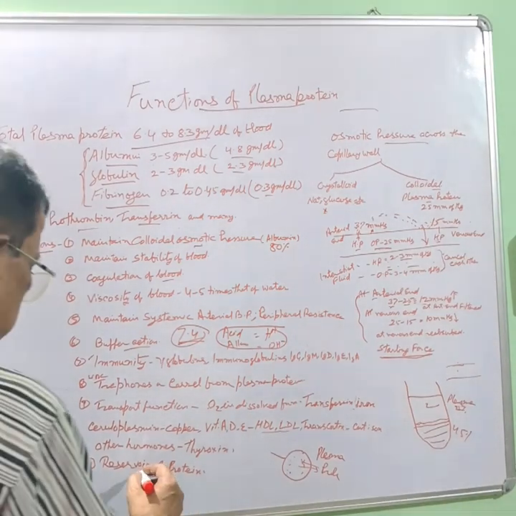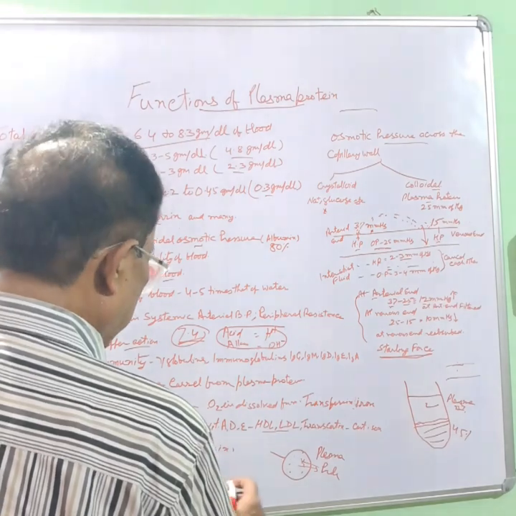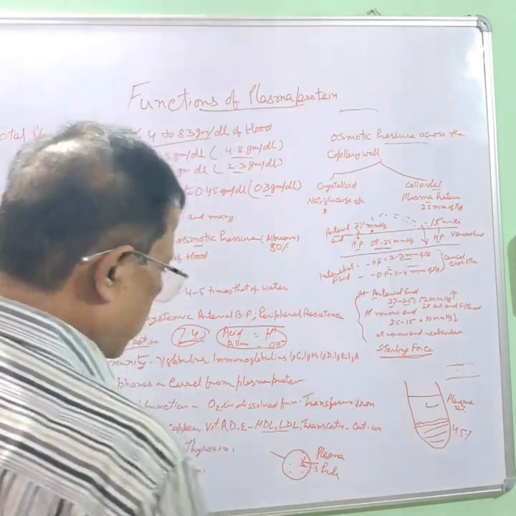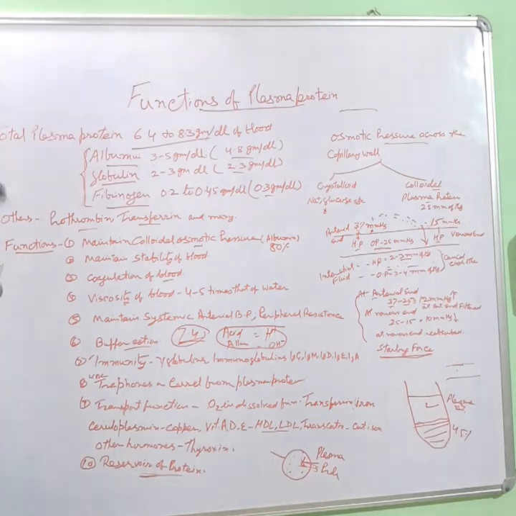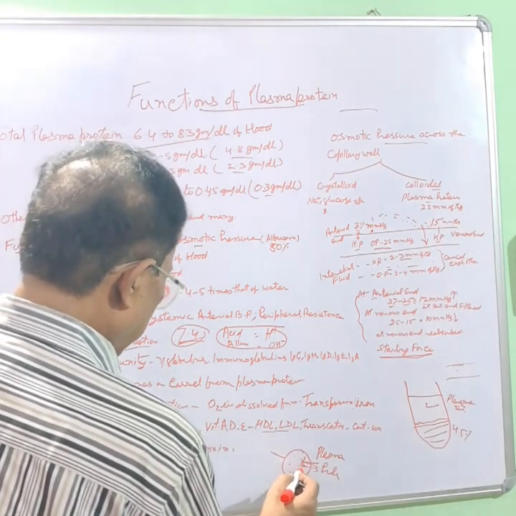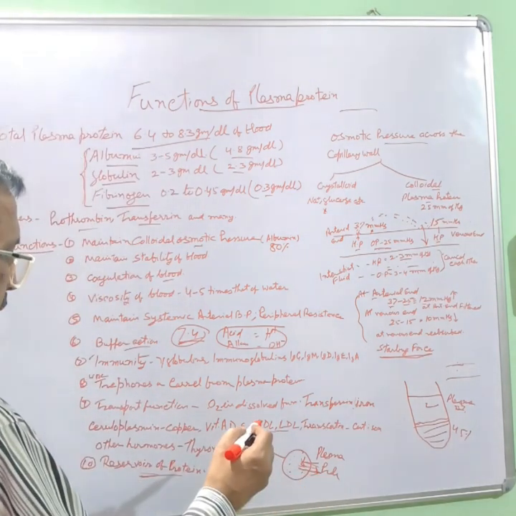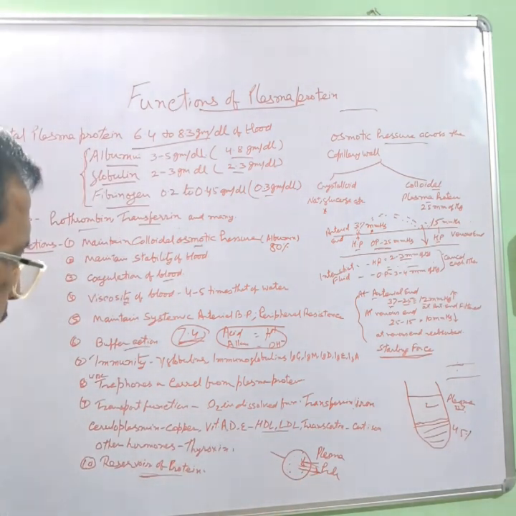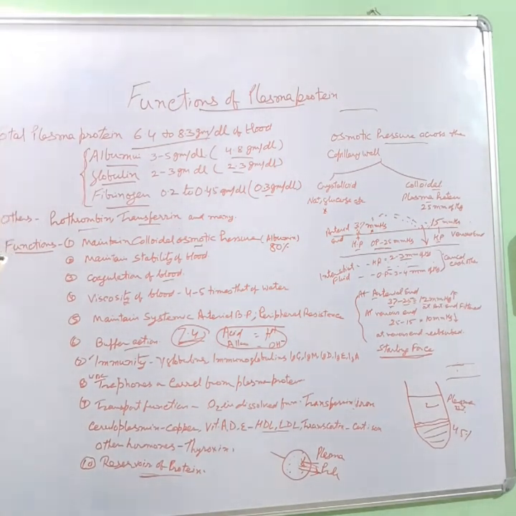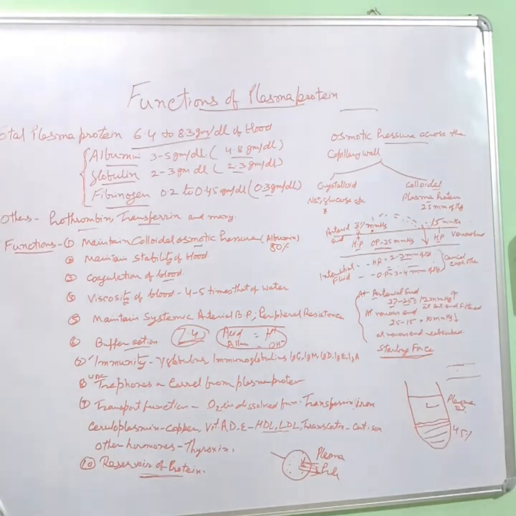Now reservoir of protein. This plasma protein is a reservoir of protein. In case of emergency, plasma protein will go into the cell, and in another situation when plasma protein reduces, then proteins from the cell will enter into the blood for plasma protein. They are labile, they are interchangeable, and in this case it is called a reservoir of protein.